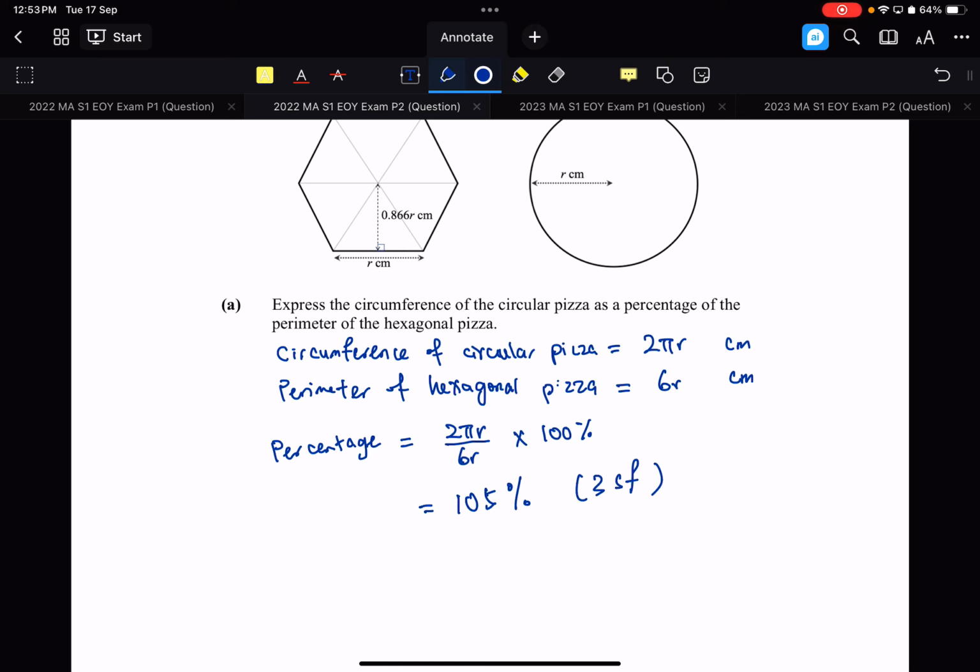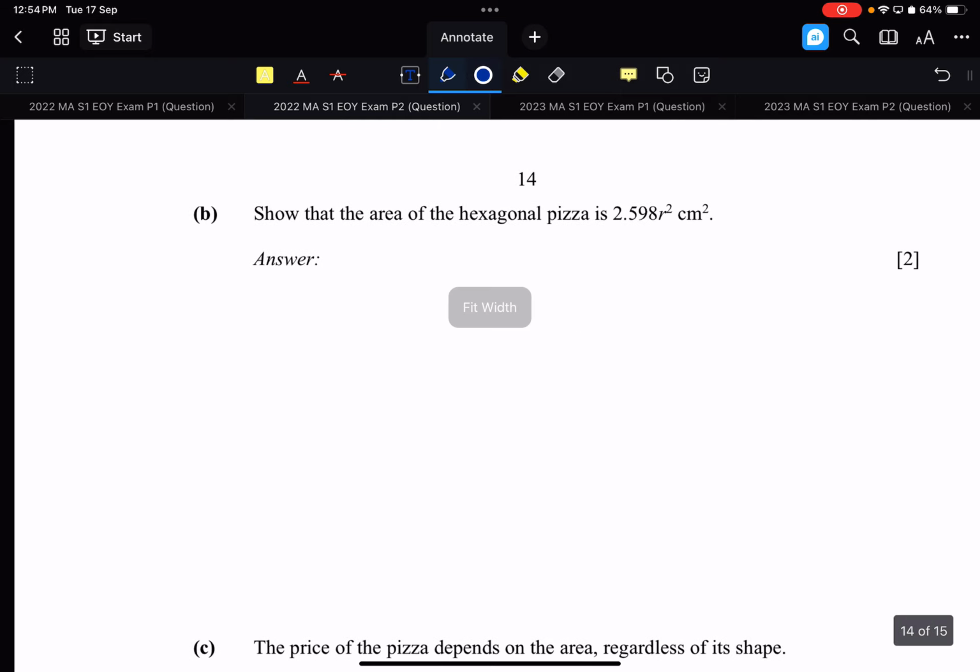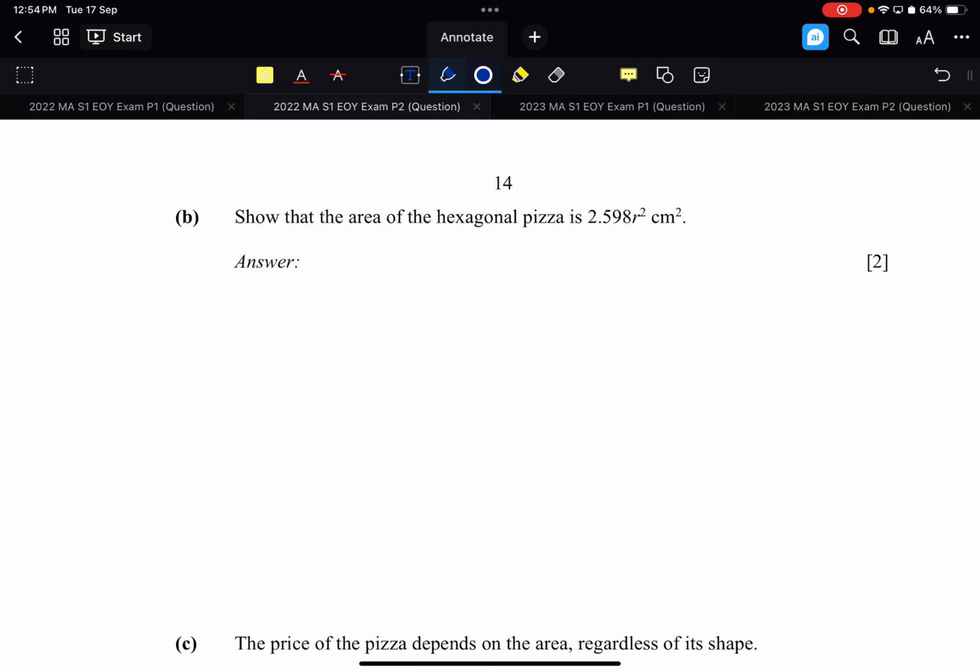Right? Okay, next. They want us to show the area of the hexagonal pizza, so we're going to find that, right? So area of one triangle. This is half times base. The base is r times the height, which is 0.866 r, right? That will result in 0.433 r squared, cm squared.